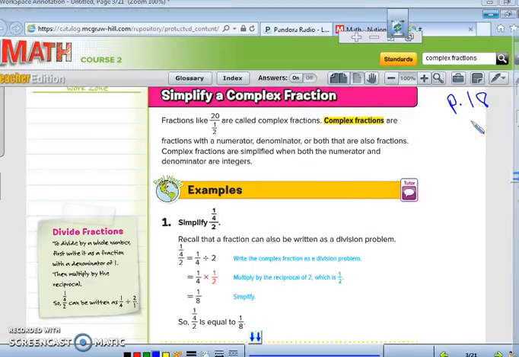Today we're going to be talking about complex fractions, which is very similar to dividing fractions. Just a quick refresher: when you're dividing fractions, we do keep, change, flip. The second reminder you might need is that whenever you see a fraction bar, that means to divide. So the fraction 1/2 literally means 1 divided by 2. 3/4 literally means 3 divided by 4.